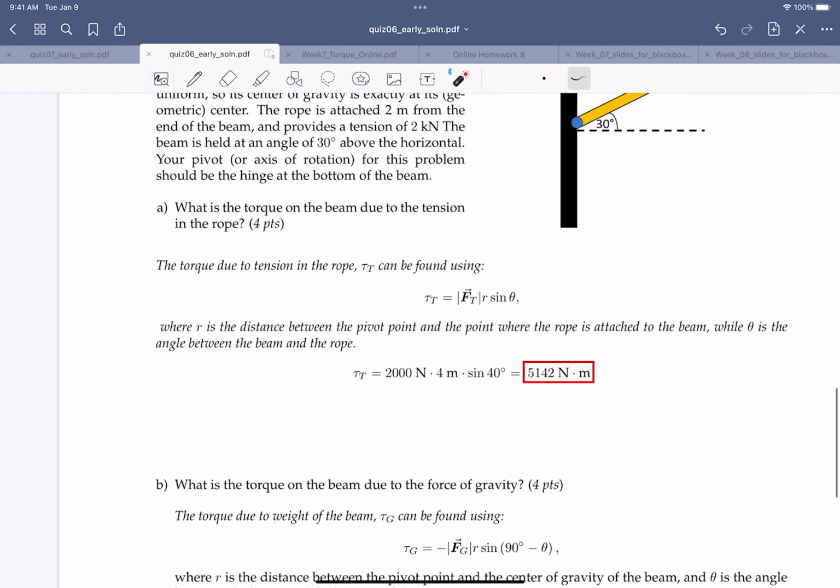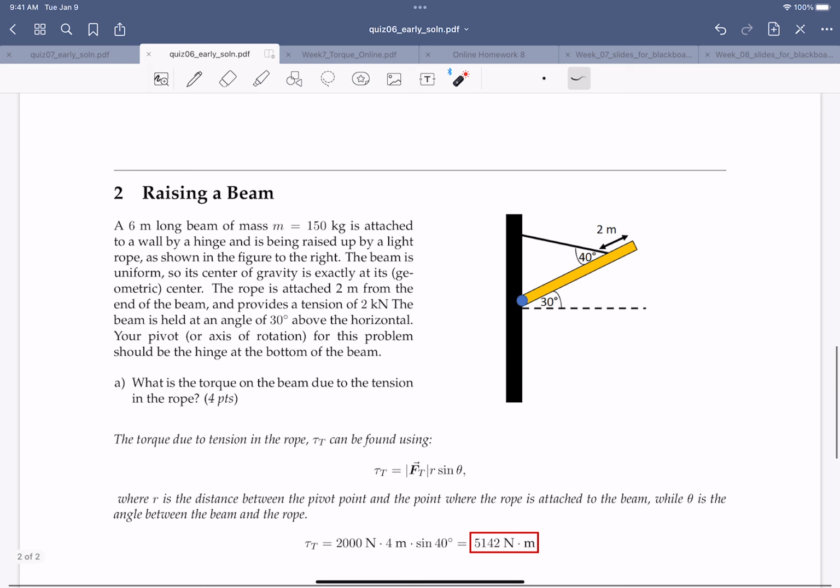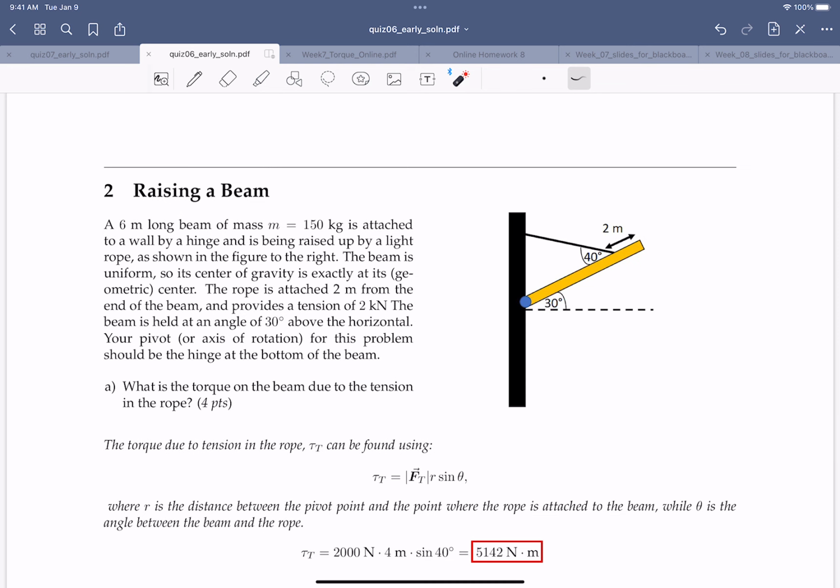But anyway, problem 2 is raising a beam. So we have a 6-meter long beam of mass m equal to 150 kilograms. It's attached to a wall by a hinge, right? So this hinge acts as our what? What does the hinge act as? Pivot, right? Excellent. Pivot. Now, the beam is uniform, so that means that our center of gravity should be in the geometric center of the beam itself, right?